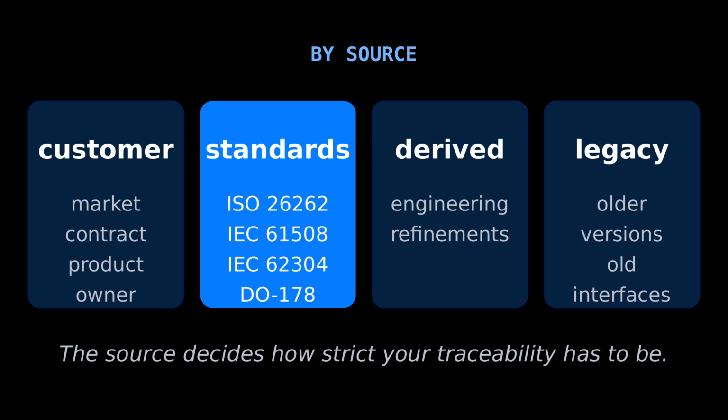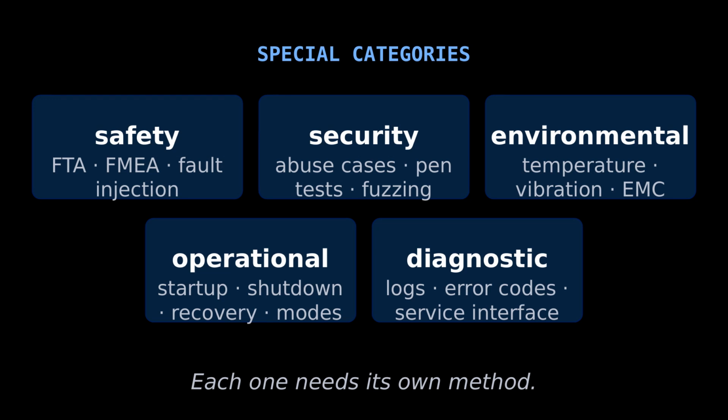There are also some special categories which deserve attention. Safety requirements are tied to hazard analysis, like fault tree analysis or FMEA, and demand coverage, traceability, and deliberate fault injection. Security requirements call for abuse cases, penetration tests, and fuzzing. Environmental requirements cover temperature, vibrations, or EMC. Operational requirements describe startup, shutdown, or recovery procedures. Diagnostic and serviceability requirements cover logs, error codes, and service interfaces.